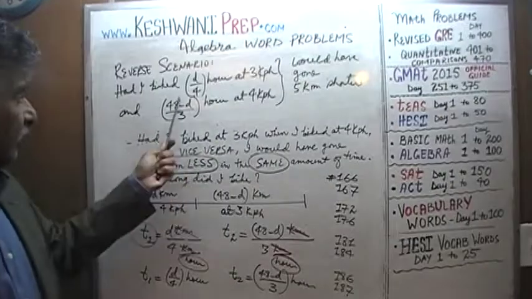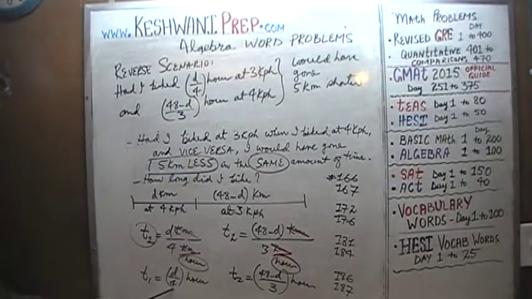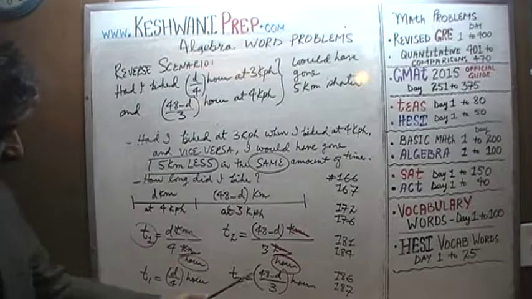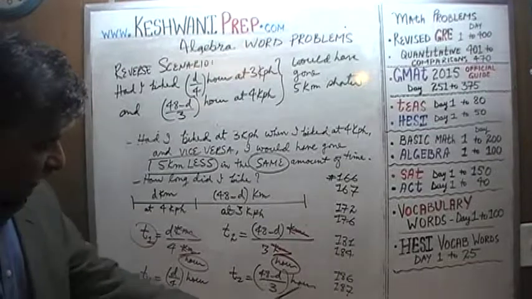In that scenario, in the reverse scenario, this is the amount of time. In the first segment, we spent d over 4 hours. In the second segment, we spent 48 minus d over 3 hours.